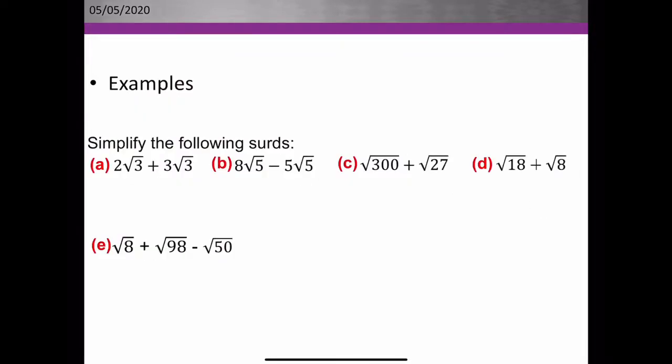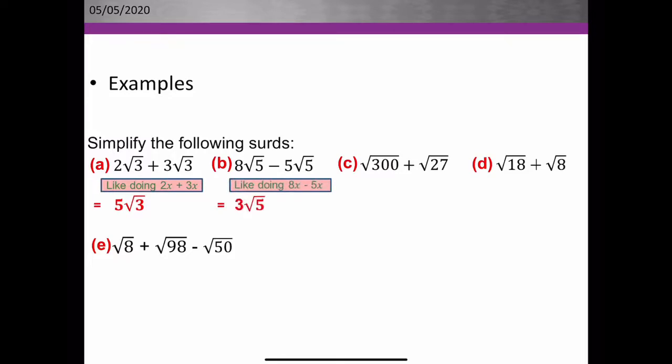So say this question here. Now, I've got 2 root 3 plus 3 root 3. So altogether, how many lots of root 3s have you got? Well, you've got simply 5 root 3. So it's simply like doing 2x plus 3x, which is 5x, so therefore that will be 5 root 3. For the next one, you've got 8 root 5, take away 5 root 5. So you've got 8 lots of root 5, take away 5 lots of root 5. So there you go. You're going to have simply 3 root 5.